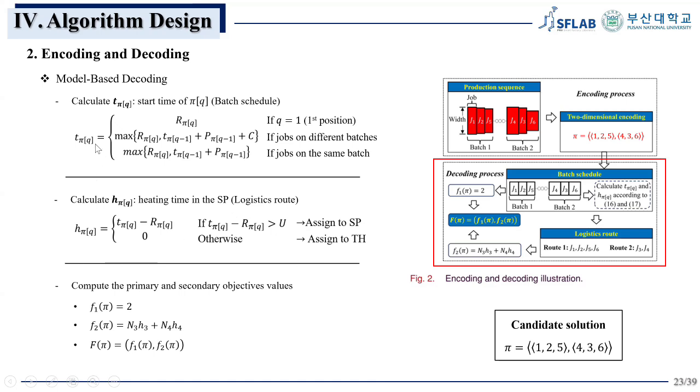Based on the start time and heating time, we can calculate the primary and secondary objective values. In this example, we have two rolling units, so the first objective value equals 2, F1 equals 2. For the second objective, here we assume that jobs 1, 2, 5, and 6 will be assigned to route 1, which is TH and does not consume energy. But jobs 3 and 4 will be assigned to route 2 and consume energy. So the secondary objective will be calculated based on job 3 and job 4. Finally, we combine the two objectives into one overall F function.